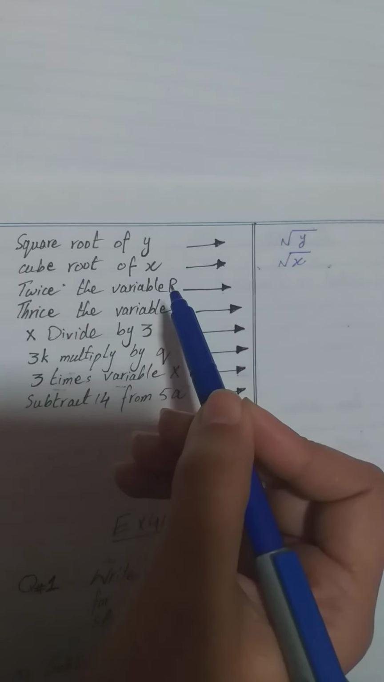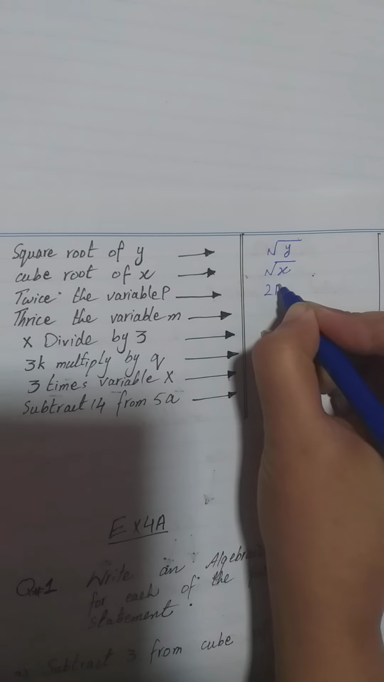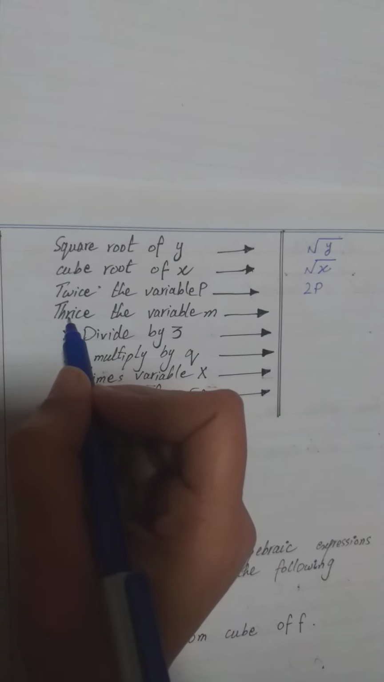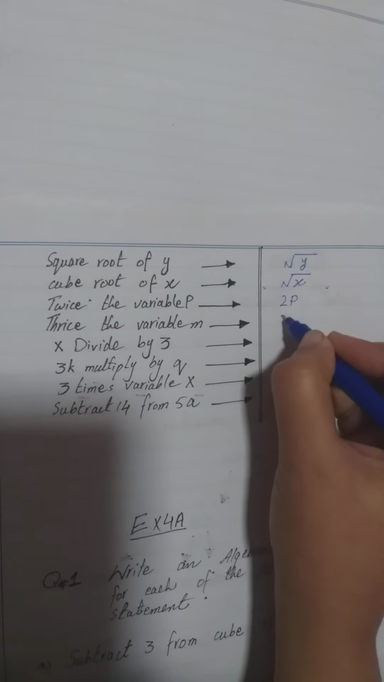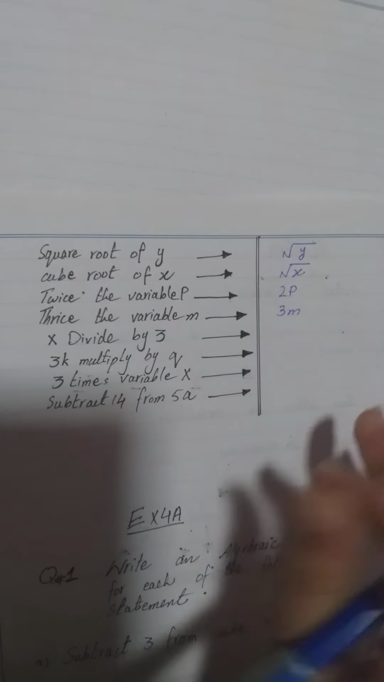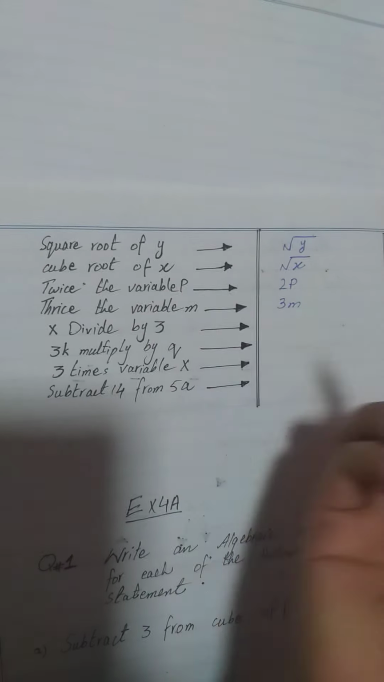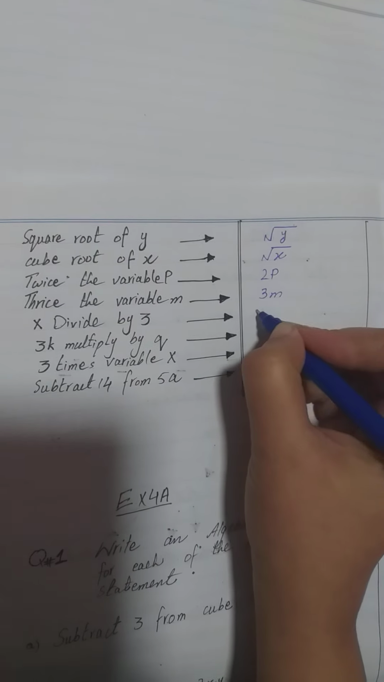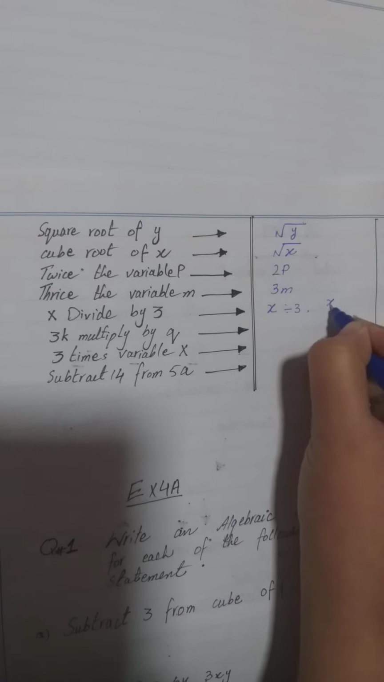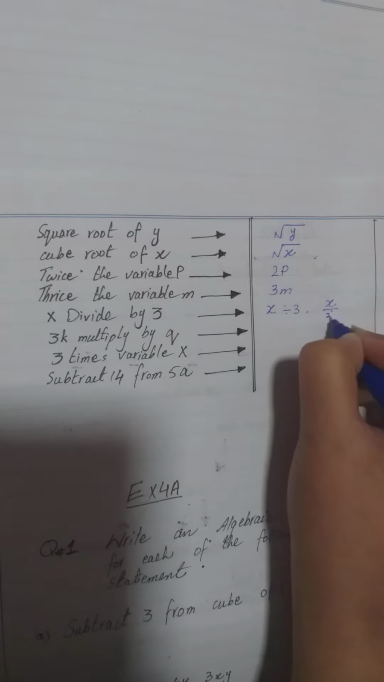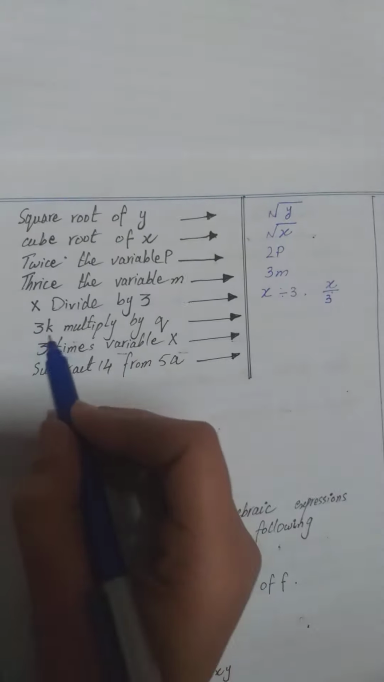Twice the variable p means 2p, p two times. Thrice means 3, so thrice the variable m is 3m. x divided by 3: how do we write it in an algebraic expression? You write x, the division sign, then 3. Otherwise you can write x as numerator and 3 as denominator. Both are right.